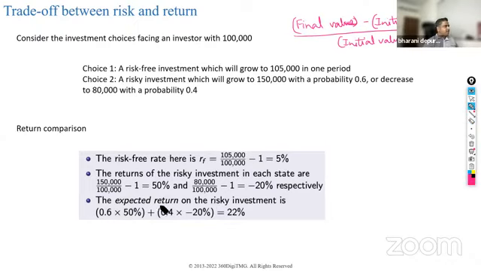So the expected return on the risky investment is 0.6 probability into 50%. It means your risky investment might grow to 150,000 with 60% probability, or it might decrease to 80,000. Decreasing to 80,000 means -20% with 0.4 probability. This would give you the expected return.